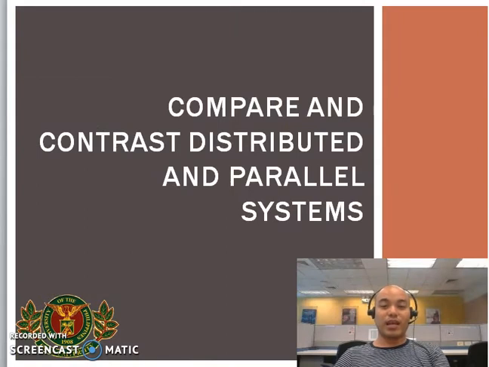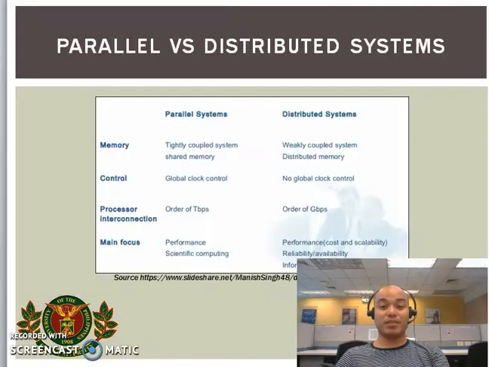The next one is that I will be comparing and contrasting the distributed and the parallel systems. Basically, based on the sources that I have gathered, the main differences between the parallel systems and the distributed systems are first the memory, then the control, then the processor interconnection, and the main focus of these two systems. For the memory, as discussed, the parallel systems have shared memory as compared to the distributed system, which has distributed or local memory.